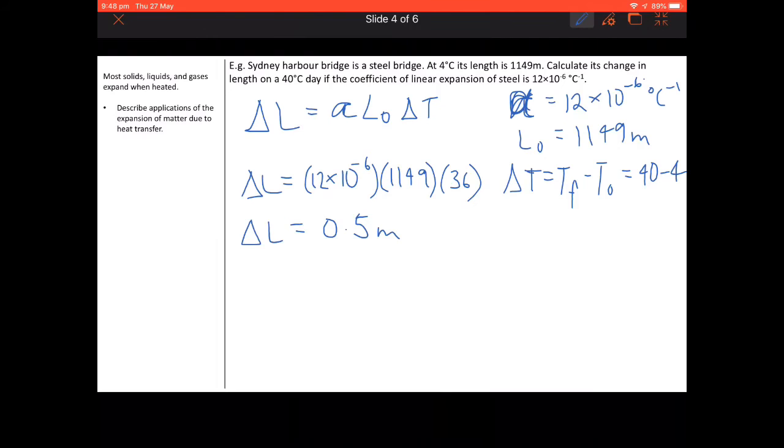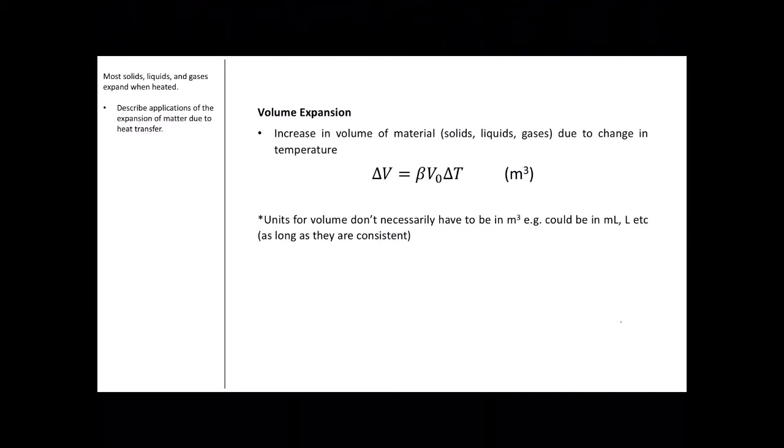Sydney Harbour Bridge is fitted with hinges to allow for its expansion and contraction depending on the temperature, and this prevents its collapse. Generally, modern bridges, train tracks, concrete highways, walls, they're all fitted with expansion joints, and this allows for this expansion during heat and contraction during cooler weather. Moving on to volume expansion, this is an increase in the volume of a material, as you might imagine. It can apply for solids, liquids and gases, and it's due to a change in temperature.